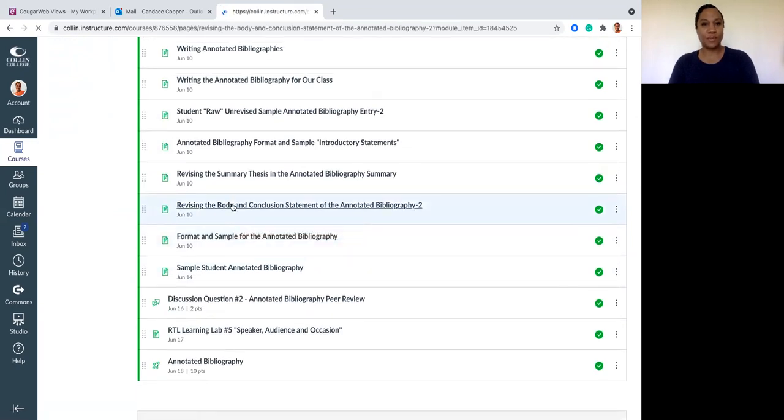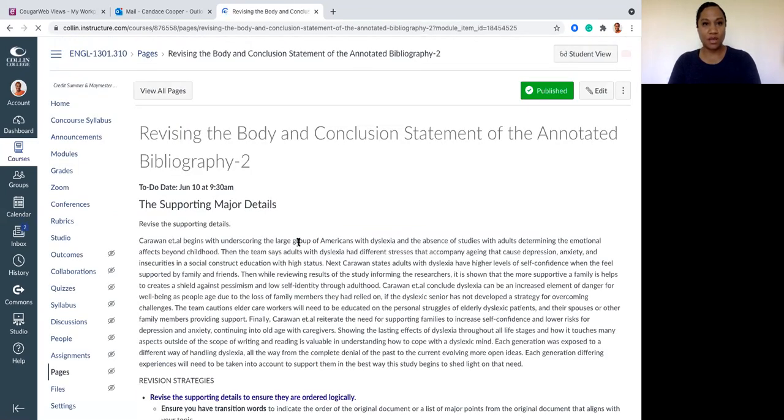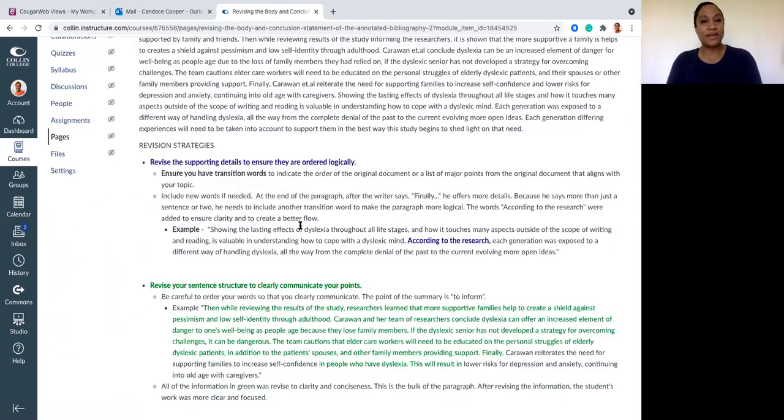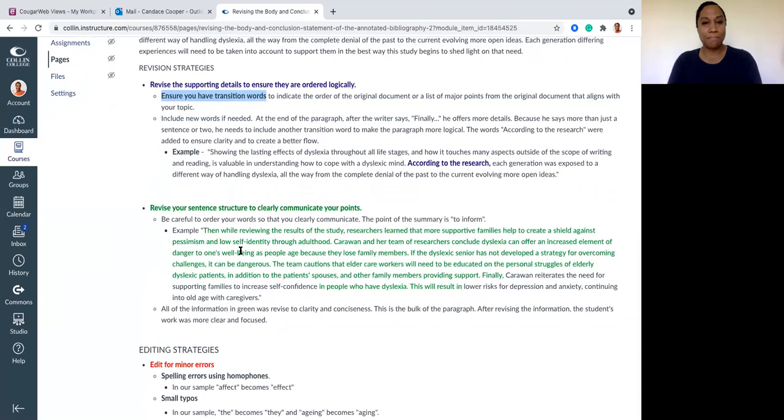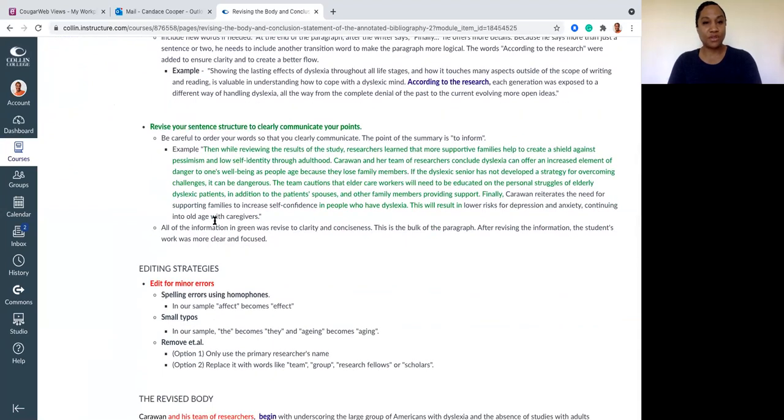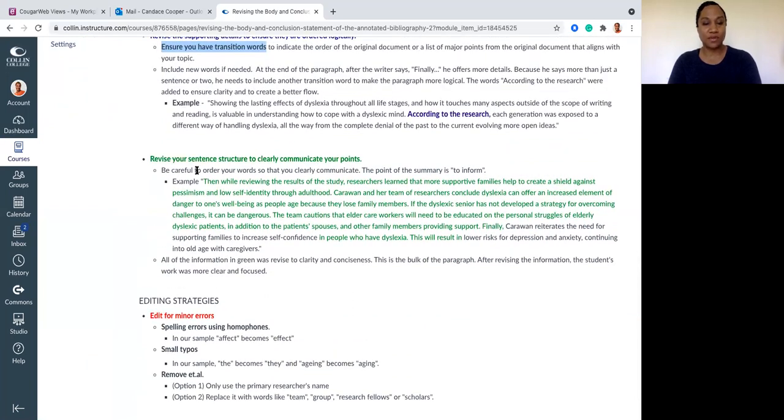All right. This is where we were. Okay. So again, you have your information here. Look, here's what you got to do. Ensure you use transition words. Make sure that you're clearly communicating points. And this is the kind of thing I'll be looking for.